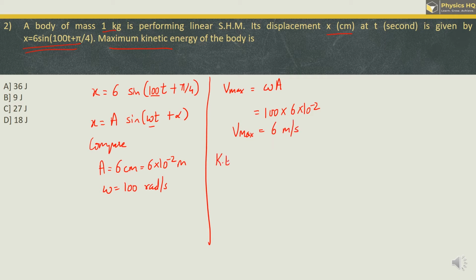To find maximum kinetic energy, we will use this velocity. The kinetic energy formula is half m v square, only thing is the velocity will be maximum in this case. Half mass, which is 1 kg in the question, into V max, which we got as 6. So 6 square will be 36, divided by 2 is 18 joules. So the correct option is D. Let us go ahead to the next MCQ.